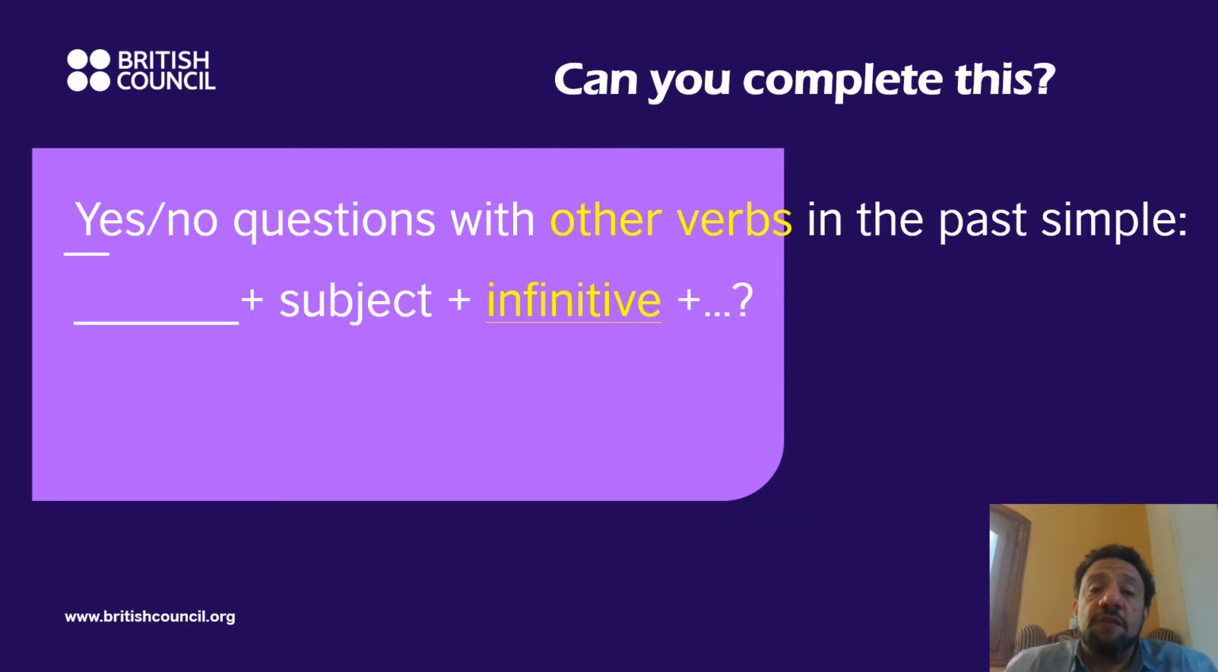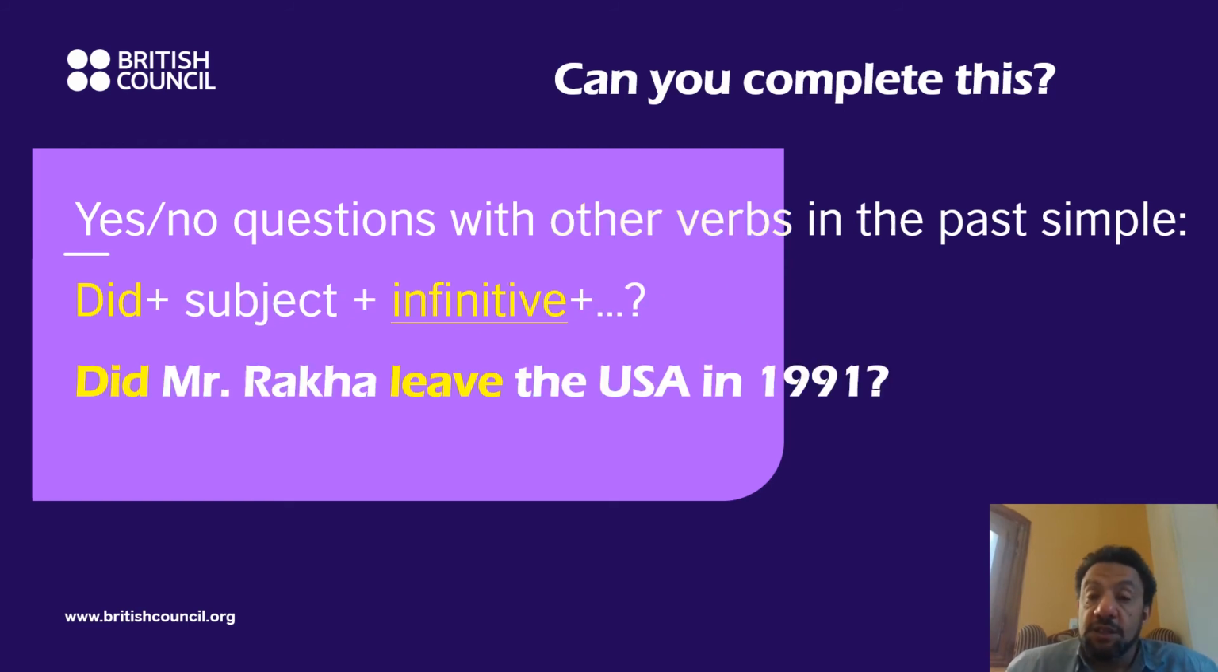How about other verbs in the past simple? How do we make yes/no questions? Could you complete the rule here? Did you get it right again? So yes, we use did plus the subject plus the infinitive form of the main verb. Like the example, did Mr. Raqqa leave the USA in 1991?